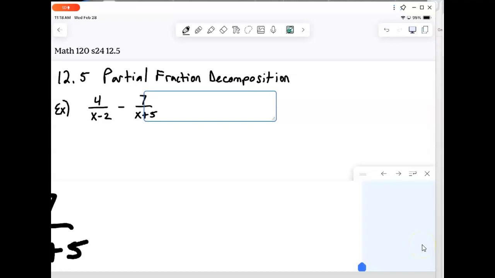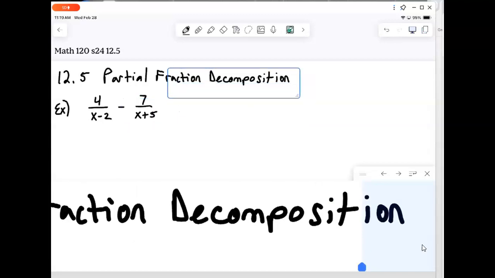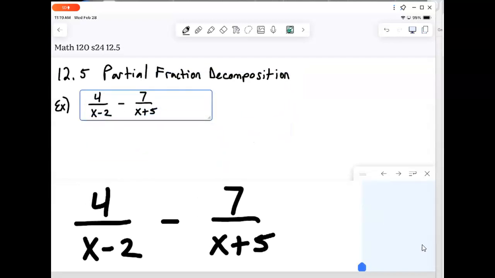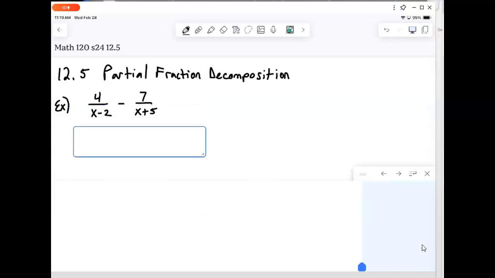All right, welcome back. In this video, we're going to introduce this idea of what's called partial fraction decomposition. Now, to kind of set it up, let's consider this algebra problem where we want to simplify 4 over x minus 2 minus 7 over x plus 5. Right? We're subtracting two fractions.